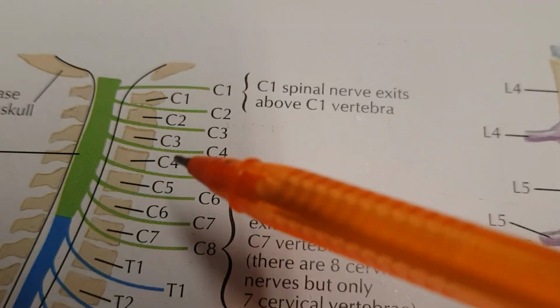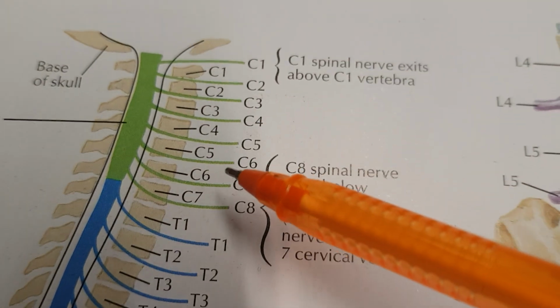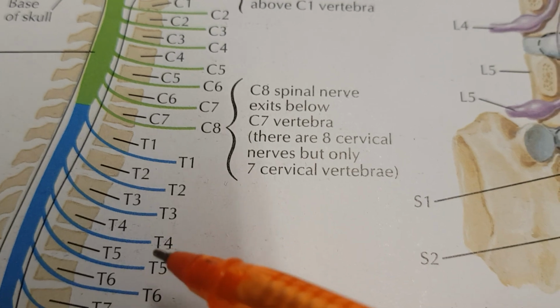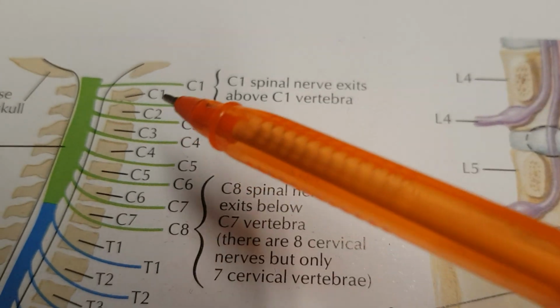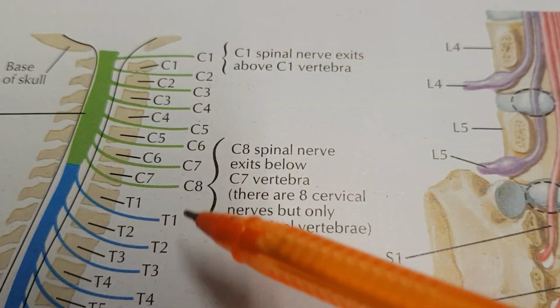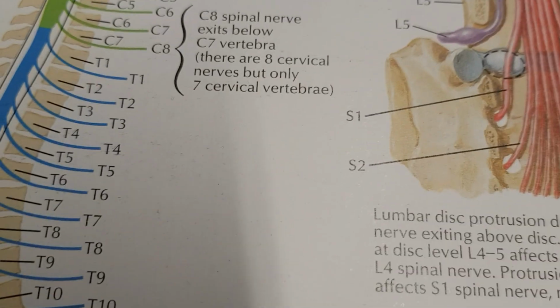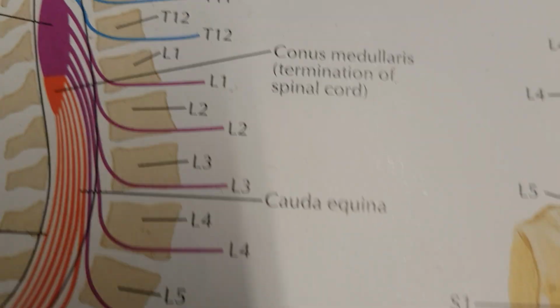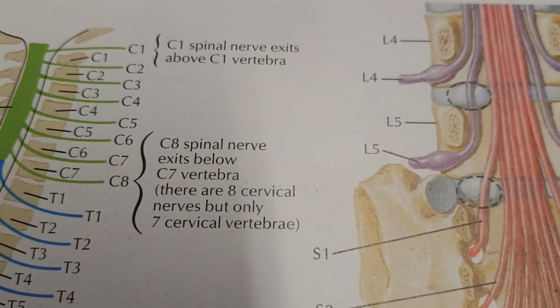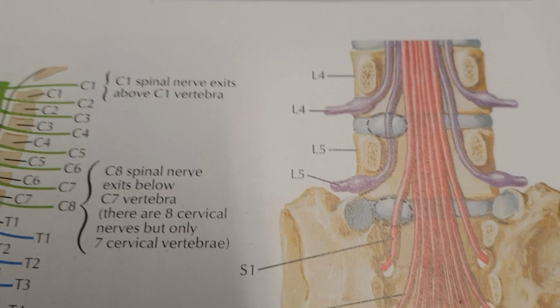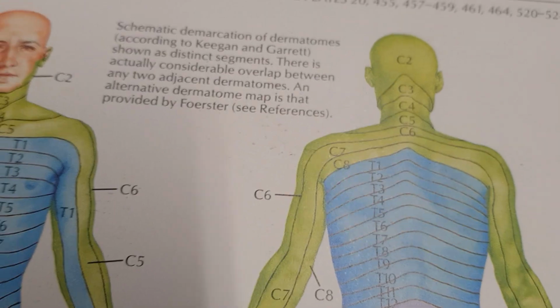We have 31 pairs of peripheral nerves, of different nerves, starting from cervical, thoracic, lumbar, sacral, and one pair of coccygeal nerve. So that is the way dermatomes are. Let's just have a picture. Continue to look at this picture here.